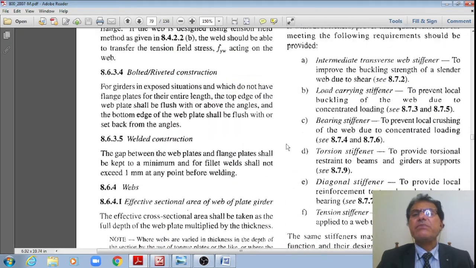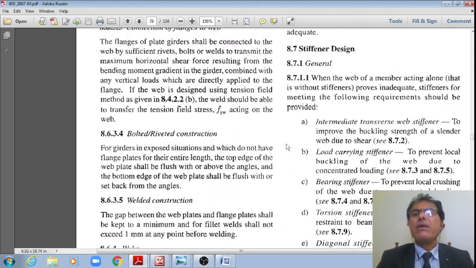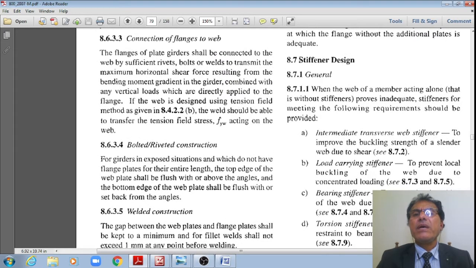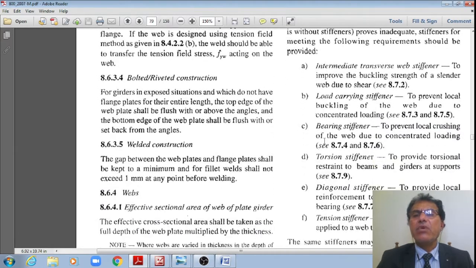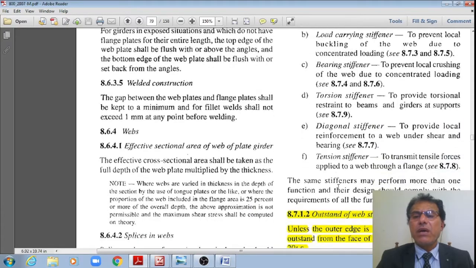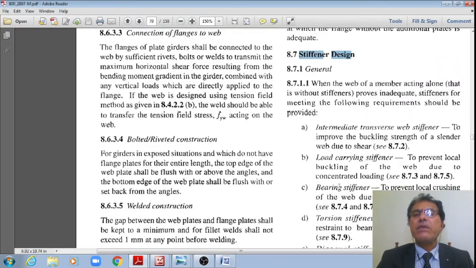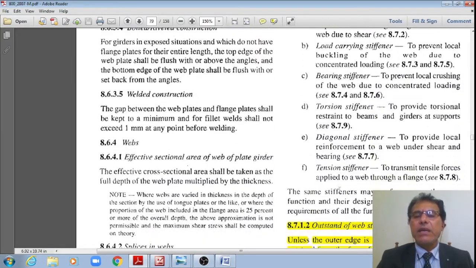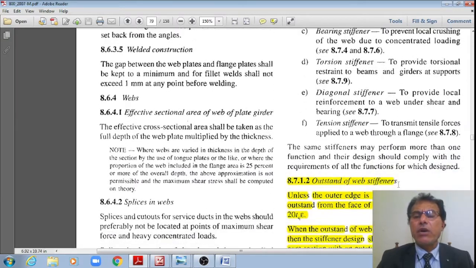How the splices in the web should be provided, and how the stiffener should be designed. I will not go through this. But in the stiffener design, what I will say now is that I will check whether a stiffener needs to be provided or not, right?